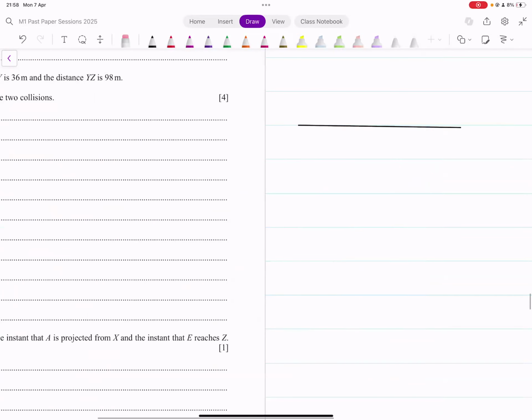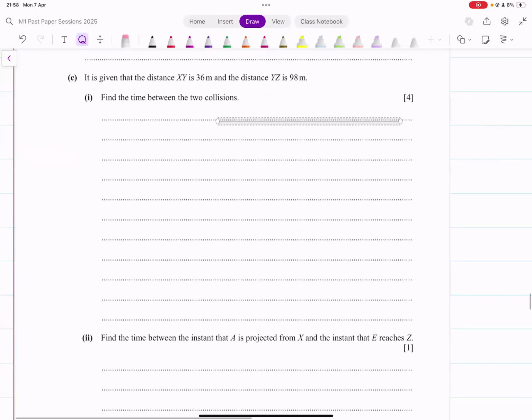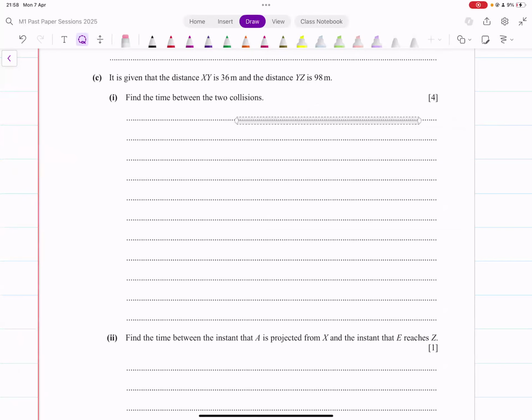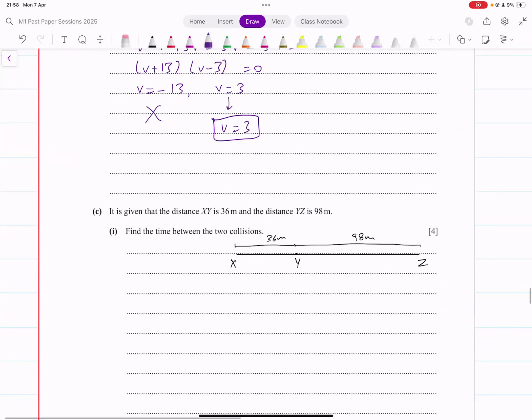This is the horizontal track. What they're telling us is the point X and Y, their distance is 36 meters. And Y and Z, their distance is 98 meters, right? These are the distances between these 2 points. Find the time between the 2 collisions. How do you find this?